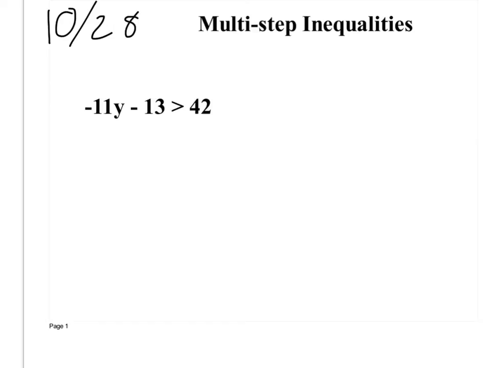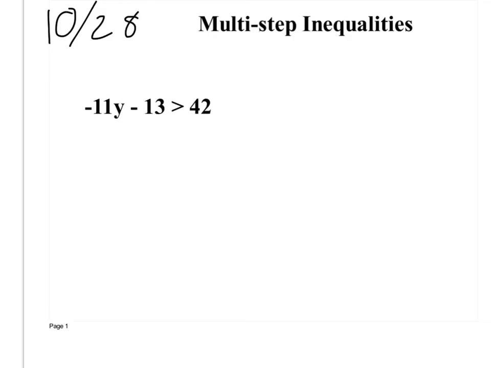Alright, today we're doing multi-step inequalities. Like we've been doing inequalities where you have one step. Okay, now we're going to do 2, 3-step inequalities. You treat it again just like it's an equation with an equal sign. You get y by itself by undoing what's been done to it.